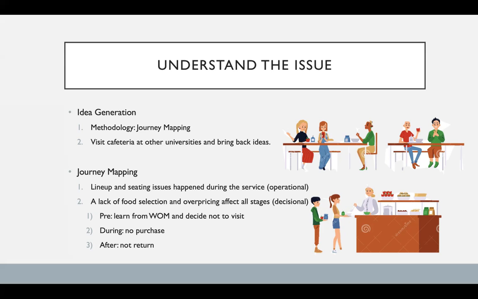However, the lack of food selection and poor quality coffee are more like management decision related issues. For example, before going to the cafeteria, if the student learns from their classmate about the overpricing or the lack of food selection, they may simply decide not to visit. And during the service, if they cannot get their preferred option or they think it's too expensive, they might leave the cafeteria with no purchase. And even after they have a meal or two at the cafeteria, due to those types of issues, they may decide not to return.